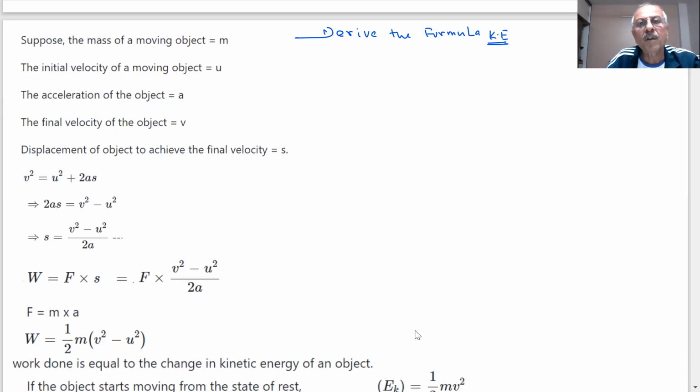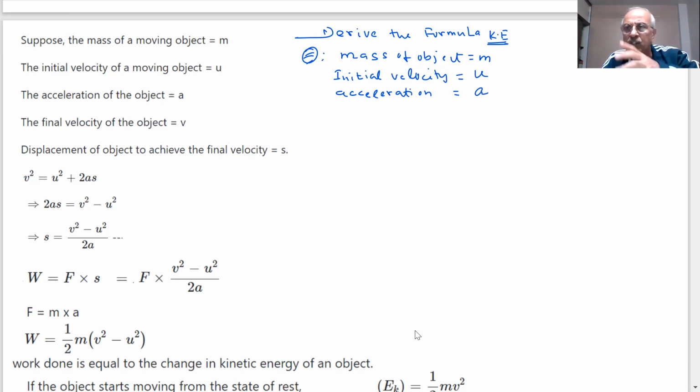So, supposing I have an object, student. The mass of the object is m. M is the mass of the object, and it is moving with some initial velocity. Initial velocity, usually in physics we use u. And the acceleration of the object: when the object is moving, it will have an acceleration, we say a.